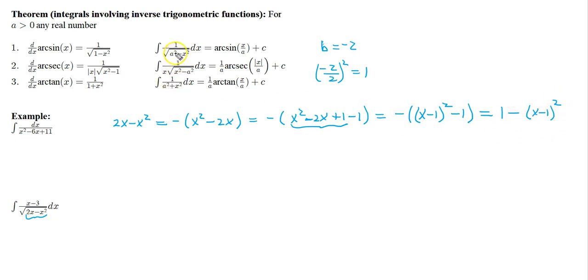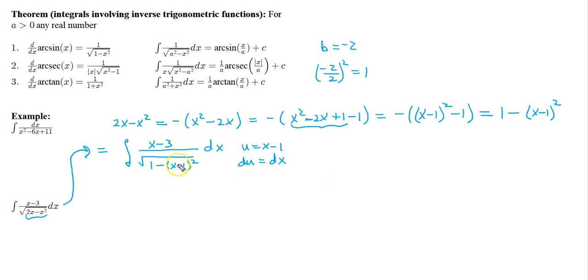It does look like the form a squared minus x squared now, with x minus 1 playing the role of this x right here. So we're going to do a substitution with u equaling x minus 1 it looks like. So now we've written this as follows. So this term right here, we've now determined that we can write that as, and now we're going to do a substitution. Let's let u equal x minus 1. Of course, then du equals dx.